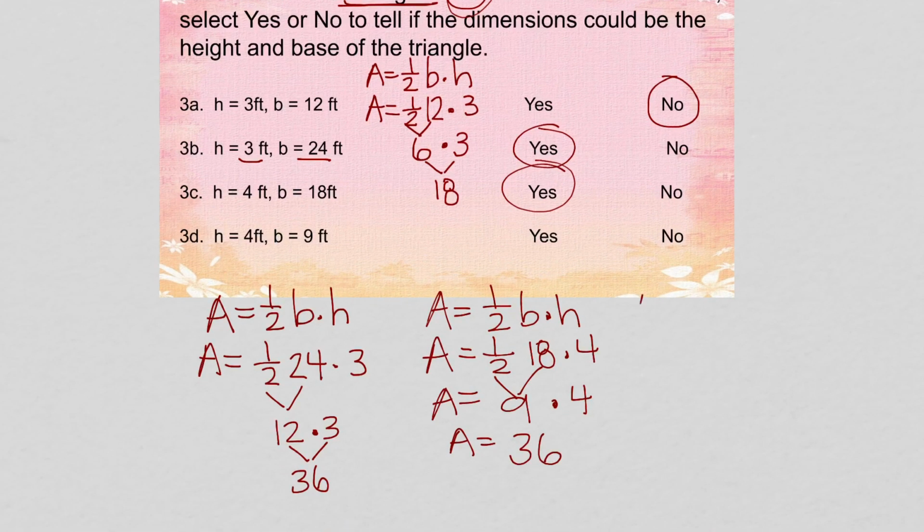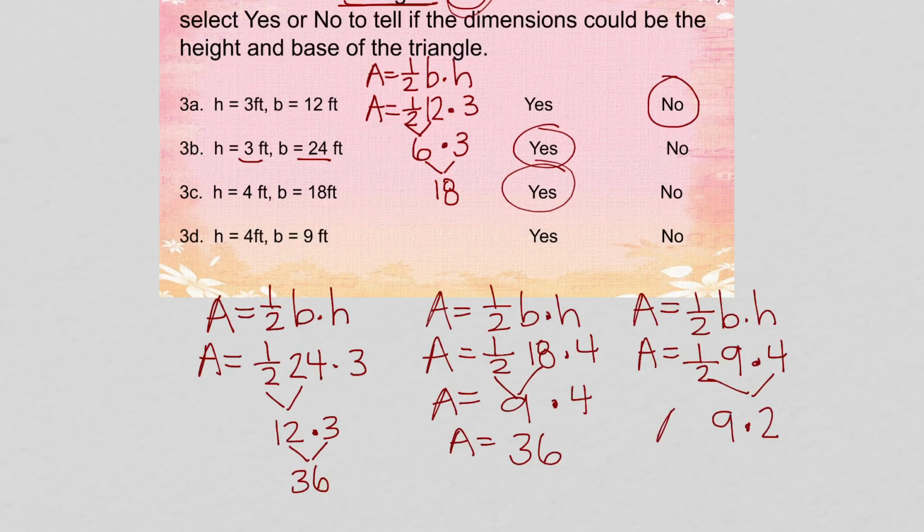Okay, next one. A equals 1/2 base times height. Plug it in. What's my base? 9. What's my height? 4. Let's take 1/2 of 4. A equals 9 times 2, which is what? 18. So is that 36? No.